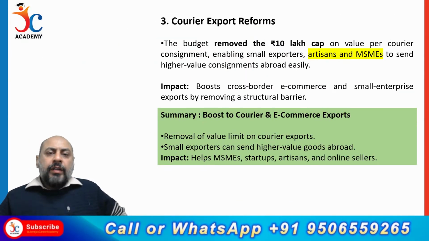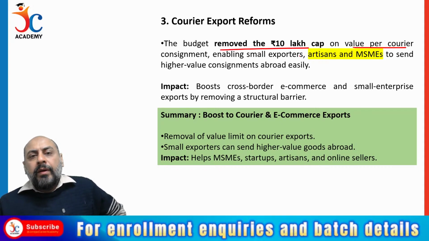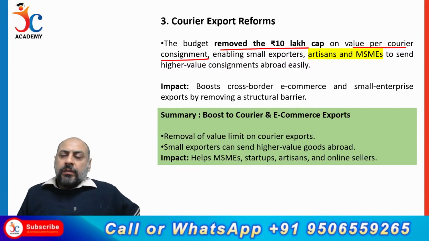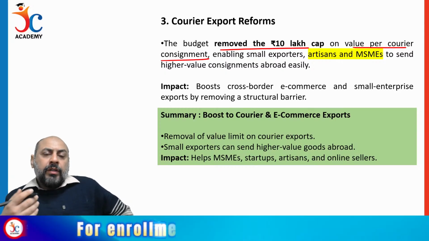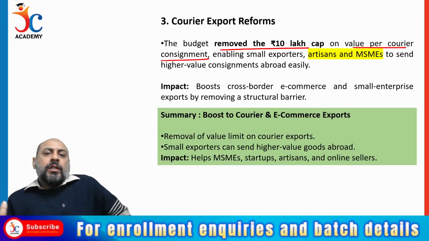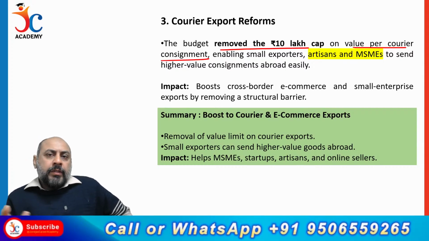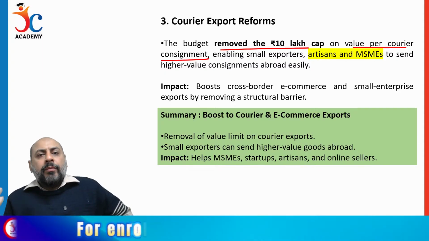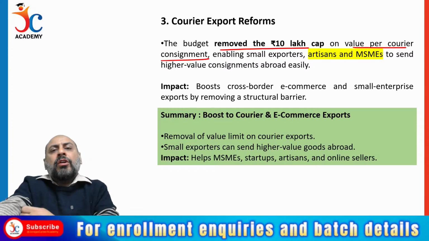Now, the third point is that the budget also removed the 10 lakh rupee cap on value per courier consignment. So many a times it happens that if you are an artisan, if you are making some hand woven items or if you're making pottery, likewise in Rajasthan you tend to export blue pottery, and other places you export carpets and other things. So either you export them or you can just courier them. If the item is small and can be put in a box, you can directly courier it.